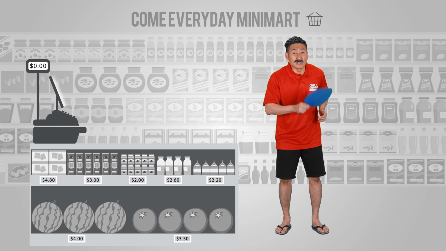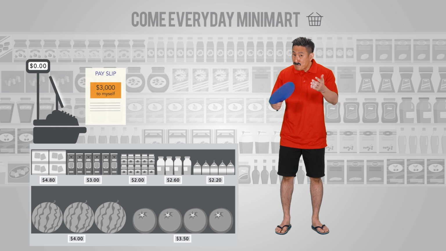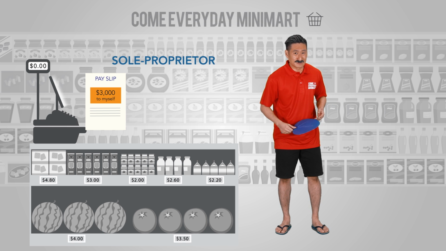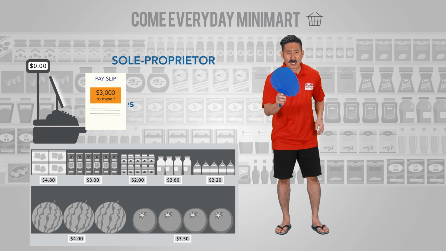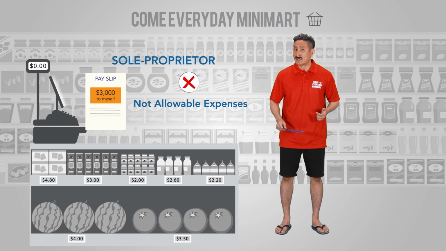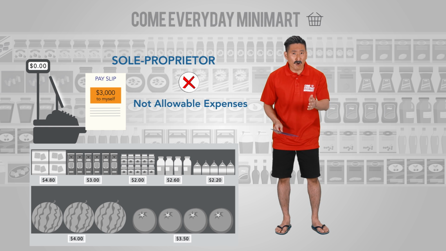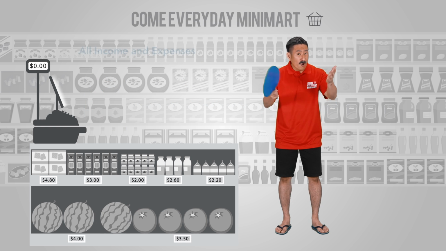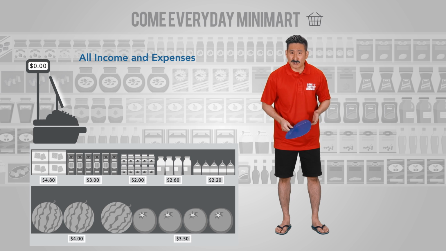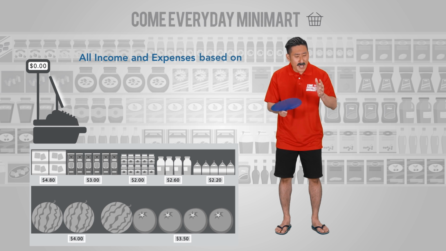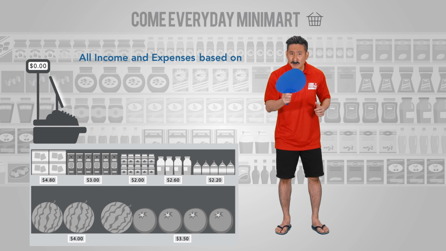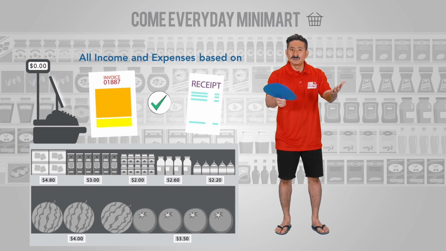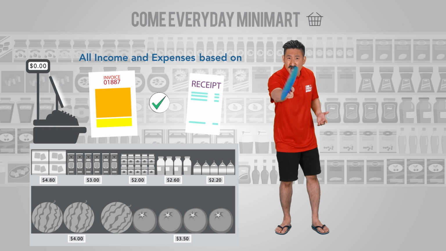Also, some things to take note. If you pay yourself a salary as a sole proprietor of your business, this is not an allowable business expense because it is actually part of your profit from the business. And all income and expenses reported should be based on actual amounts and be supported by actual invoices or receipts. You cannot agak-agak estimate.